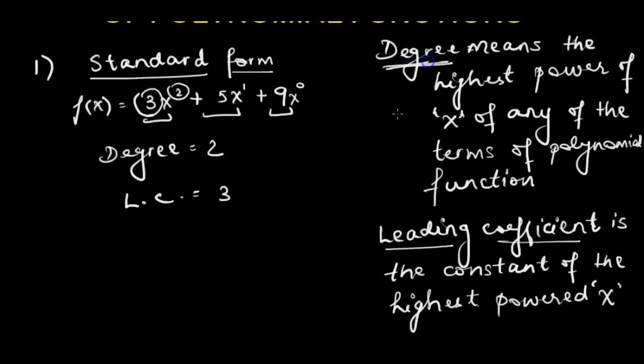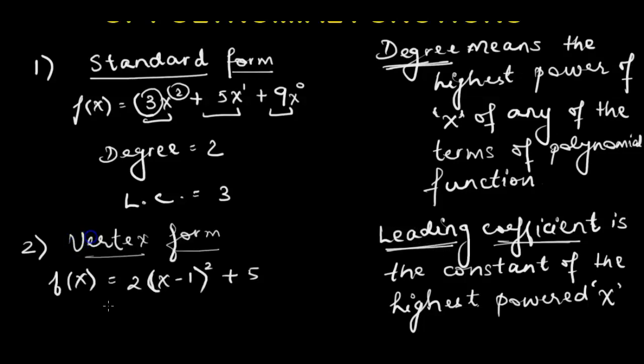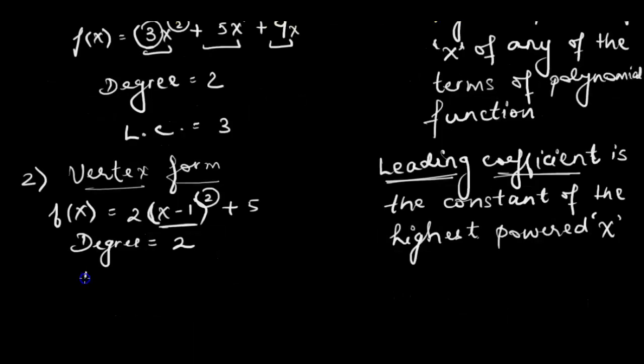These definitions for degree and the leading coefficient stay true no matter whether the question is given in standard form, vertex form, or factored form. Let's find the degree and leading coefficient if the question is given in vertex form. Let's say we are given f(x) is equal to 2 in the bracket (x minus 1) squared plus 5. In this case, degree is the power that we see on the bracket, that is (x minus h). So our degree is 2 in this case. And the leading coefficient is the a value that we see in front of this bracket. Therefore, the leading coefficient in this case is also 2.